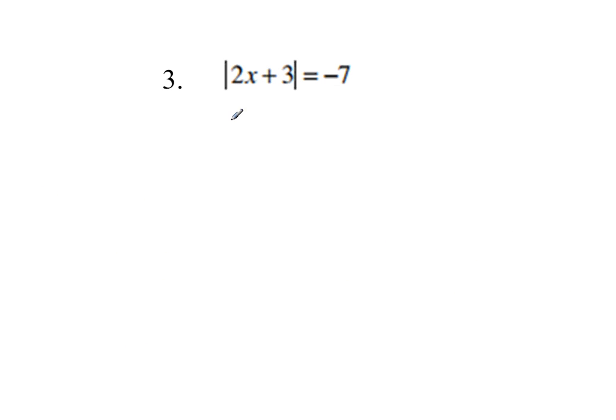Number 3, so we're going to keep flying through these. 2x plus 3. Oh, without even thinking, I was going to screw up already. Absolute value of something is -7. This is kind of a trick question. How can this be? This is distance. Can't have a negative distance. So in this particular problem, there's no solution.